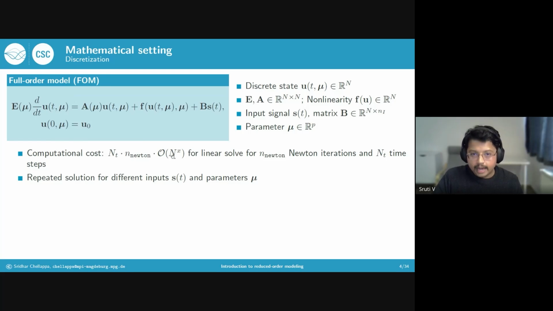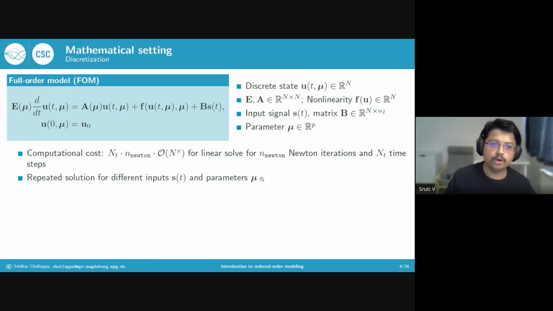So if your n happens to be large, which is typically the case when you discretize partial differential equations, you can think of n as being in the orders of tens of thousands. And in many applications, it often tends to be in the millions. Then the cost of solving for just one parameter configuration is quite expensive already. And if you want to do this for different inputs S, which is typically the case, and also for different parameters, then you can imagine that all of this becomes quite expensive and you need very specialized hardware, for example, clusters, to run your simulations.